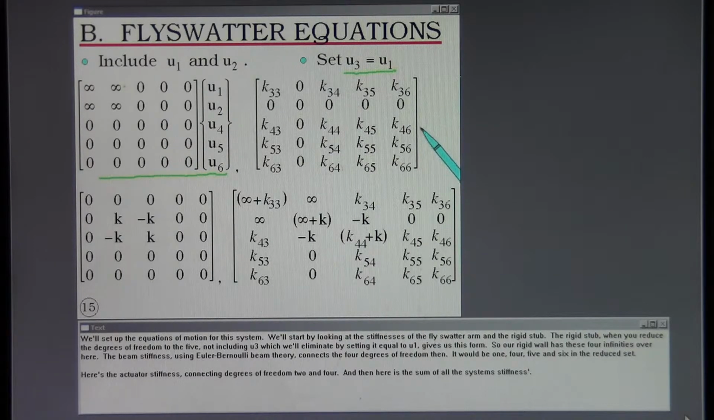The beam stiffness, using Euler-Bernoulli beam theory, connects the 4 degrees of freedom then. It would be 1, 4, 5, and 6 in the reduced set. Here's the actuator stiffness, connecting degrees of freedom 2 and 4. And then here's the sum of all the system stiffnesses.